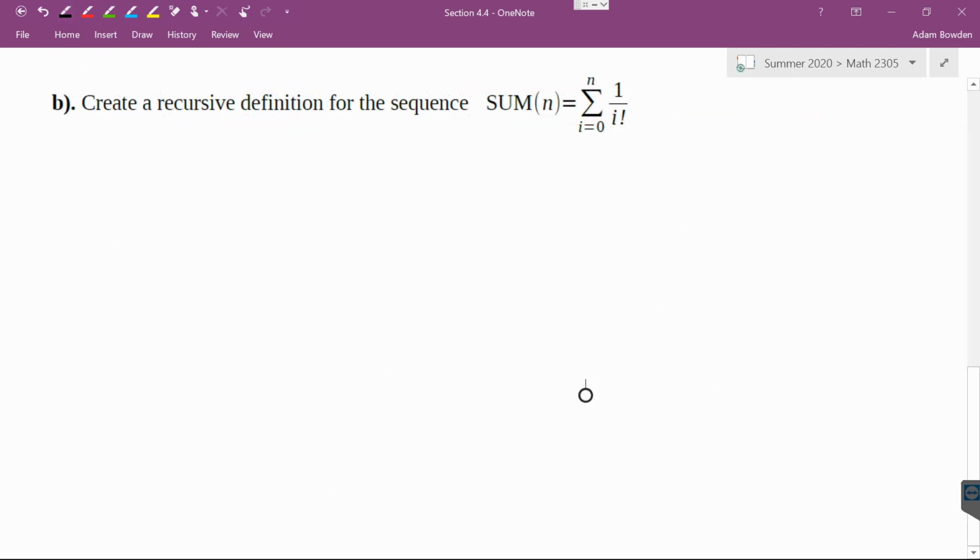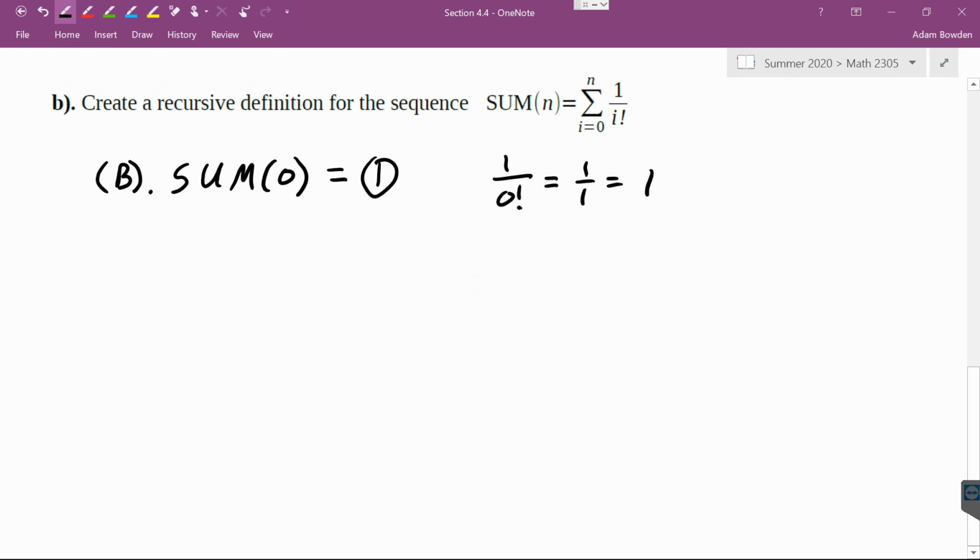The next one says create a recursive definition for the sequence sum of n equals the summation i equals 1 to n of 1 over i factorial. Okay, here's how we can do this. The first thing is to define the basis of our recursion. So the very first one, sum of 0, would be equal to 1. Because if I plug in 0 here, it would look something like 1 over 0 factorial, 1 over 1, which is 1. So that's the first value.